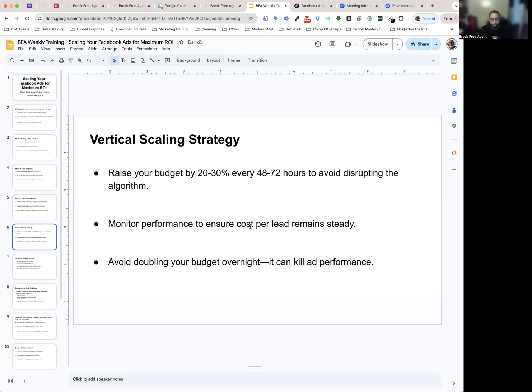Monitor performance to ensure the cost per lead remains steady. So during those 48 to 72 hours, keep a good eye on the campaign to make sure that your cost per lead doesn't skyrocket. If you do this correctly, you won't have to worry about that.